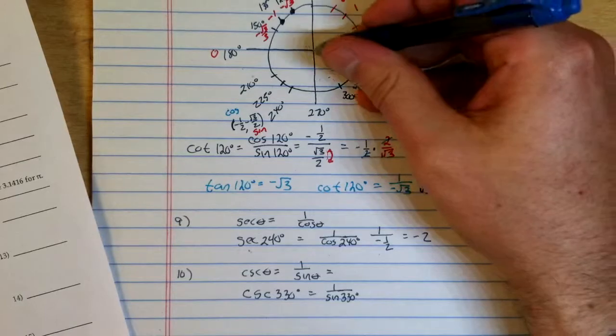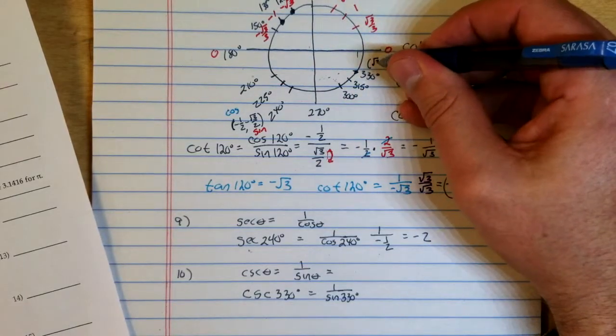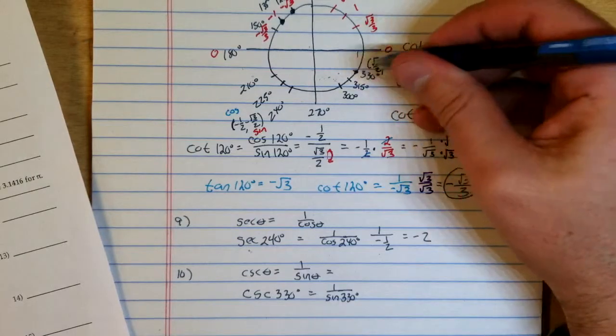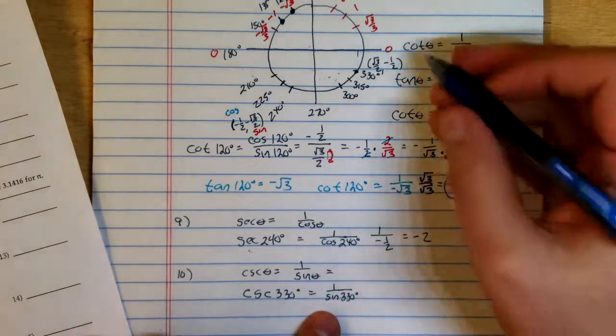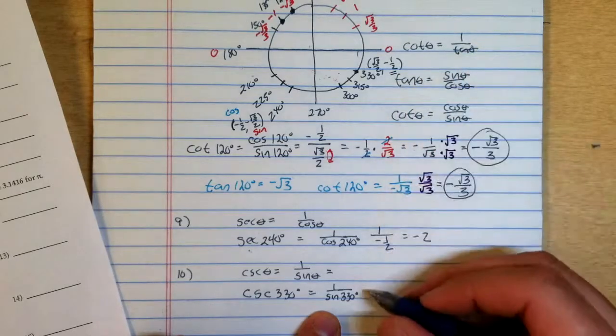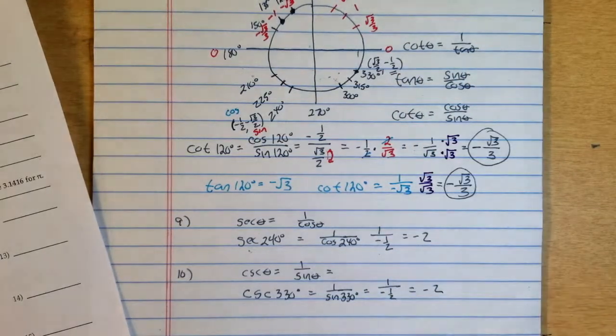So this time the x-coordinate is square root 3 over 2. The y-coordinate is negative 1/2. We just need to know those coordinates because we studied the unit circle and we know them. And so we need the sine of 330 degrees. That's the y-coordinate. So this is equal to 1 over negative 1/2, and that's also negative 2.